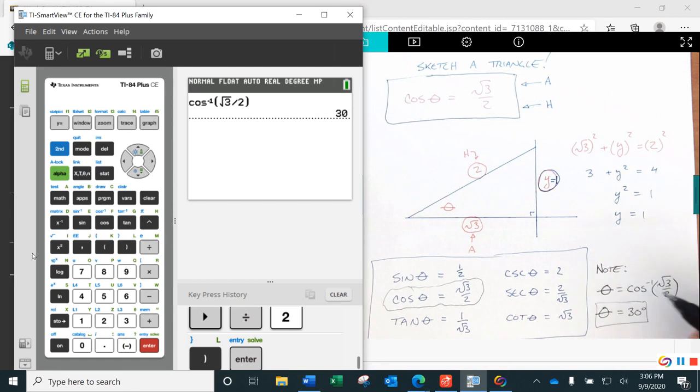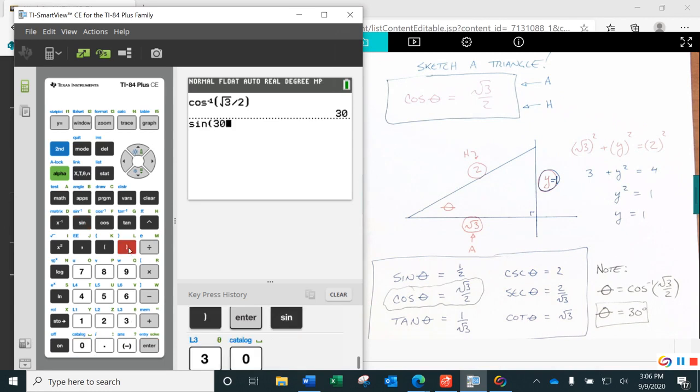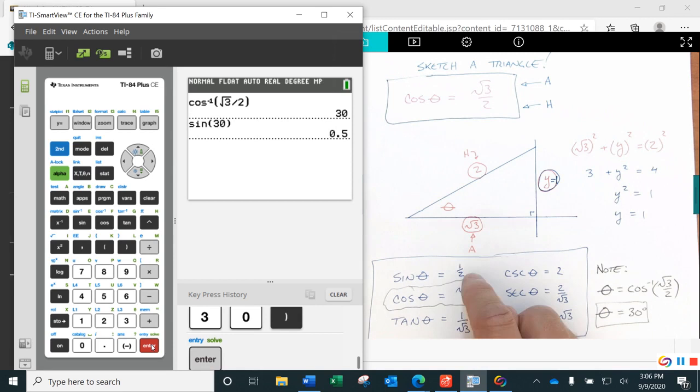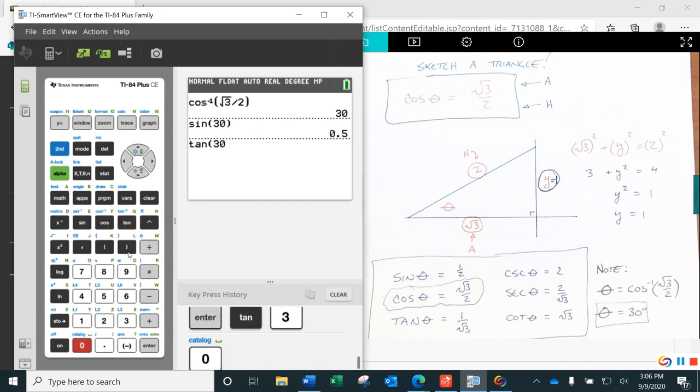That angle measurement was 30 degrees all along. Now we could certainly check to make sure. Sine of 30 degrees is in fact equal to 1/2. How about tangent of 30 degrees? Tangent of 30 degrees is equal to 1 over the square root of 3.